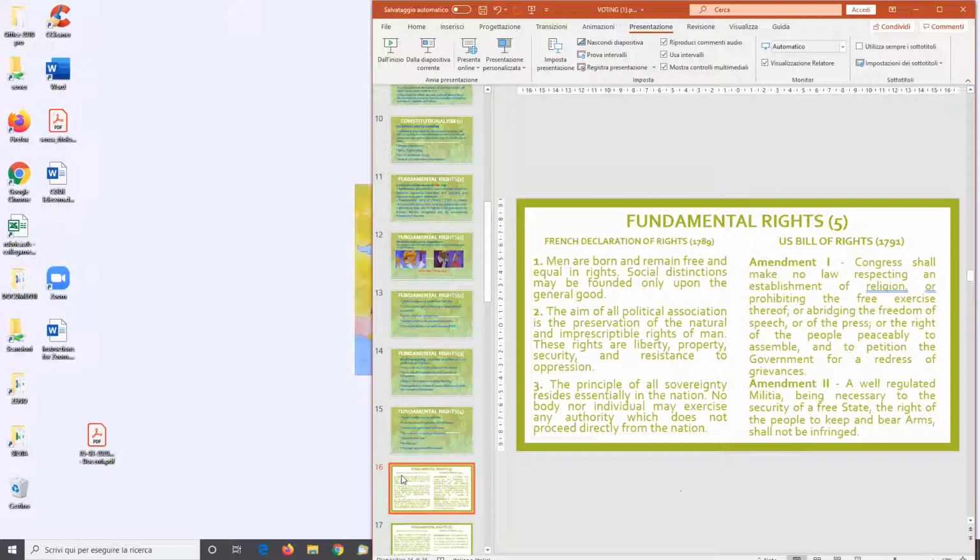The US Bill of Rights are the first 10 amendments to the US Constitution. Therefore, they are part of the Constitution. So after the 7 articles we saw last week, these 10 amendments are something that adds to the US Constitution and are considered completely part of the US Constitution.